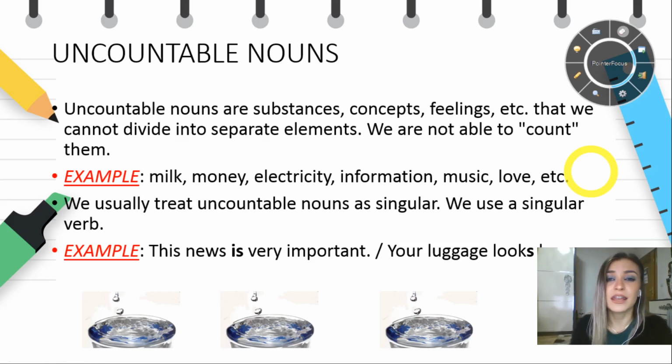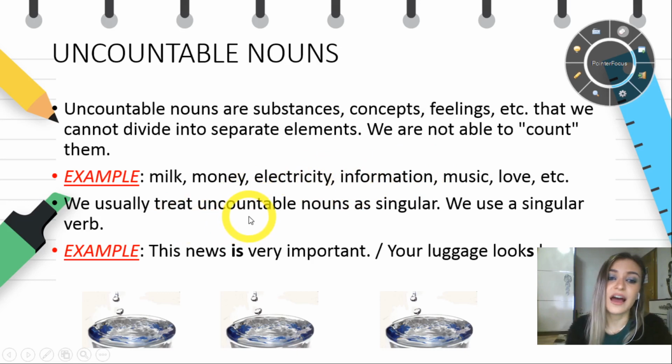So countable nouns are all the things that we can count, but uncountable nouns are substances, concepts, feelings that are not objects, that we cannot count and we cannot separate into elements. That's why, for example, can we count electricity or can we count information? No. So we cannot say 1 information, 2 informations, etc. In this case, this is an uncountable noun, and you have to remember that.